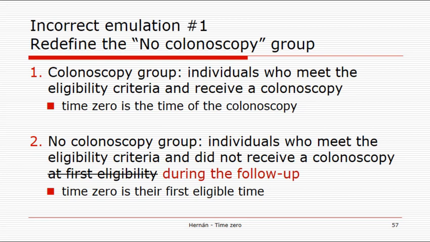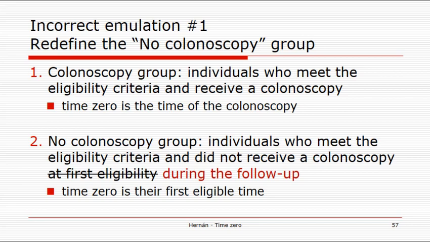So let's say that you read a paper that says, we are analyzing this data, and we're putting in the colonoscopy group the same people, but now we're going to put in the non-colonoscopy group individuals who meet the eligibility criteria and did not receive a colonoscopy during the follow-up. As soon as you read this in a paper, a red light should go on. Oh, they're looking at the future to decide who is in that group. They're looking at the future after time zero. That's never a good thing.